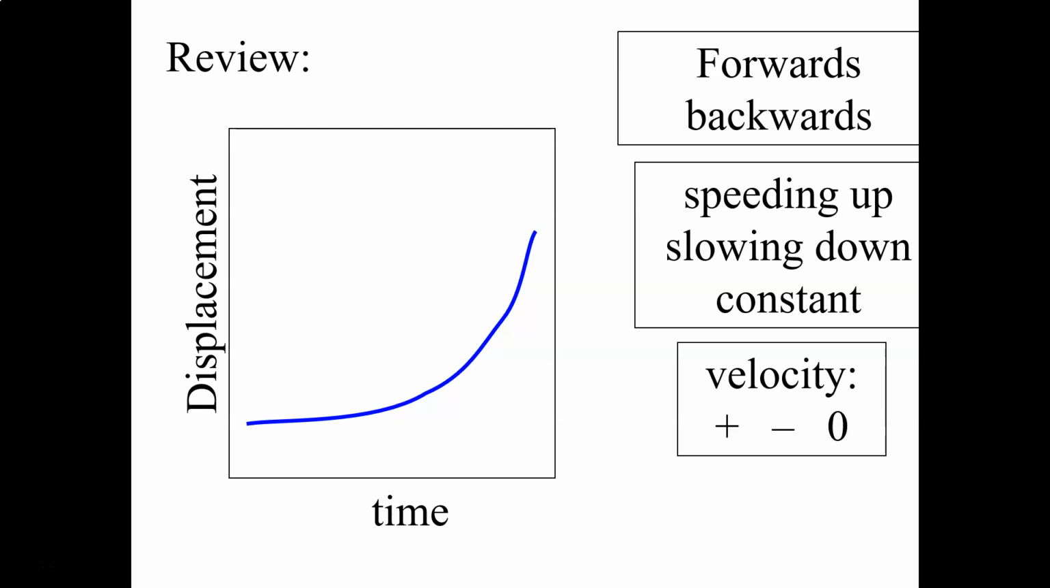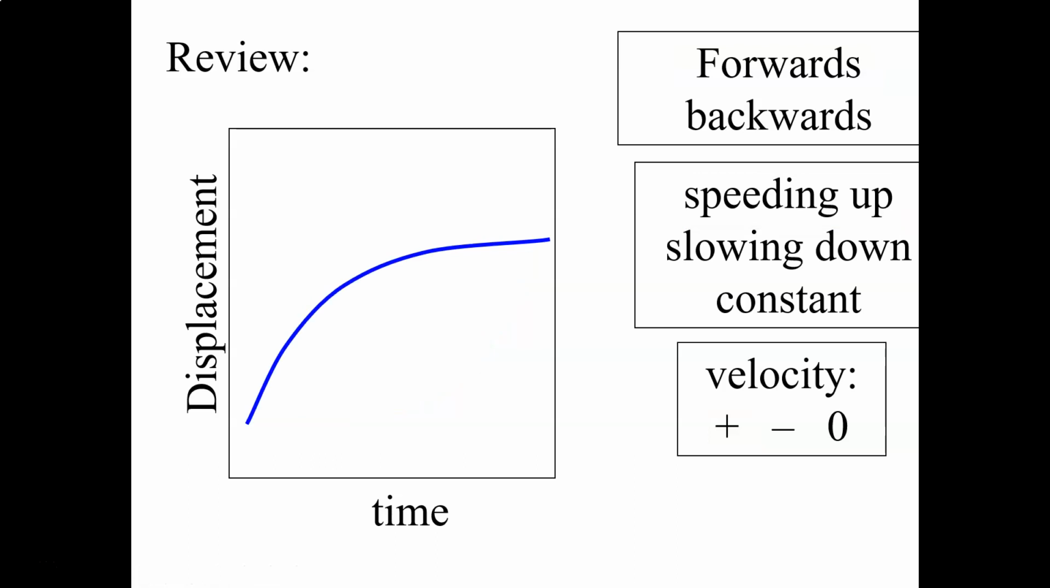Here, we've got an object. Now, it's curved, so its speed is changing. The first question, though, is it moving forwards or backwards? Since it's moving upwards, okay, it's moving forwards. Okay. What's happening to its speed? Well, the line is getting steeper. Its tangent line is getting steeper, so its velocity is increasing. So it's speeding up. Okay. And the velocity in this case, since it's moving forwards, is positive.